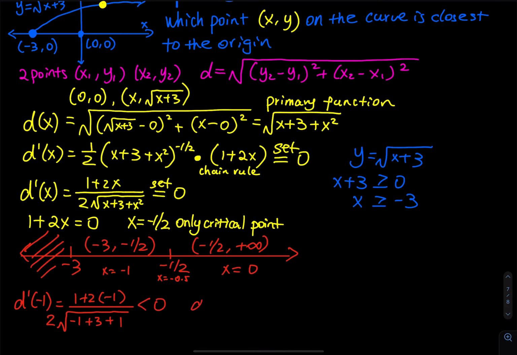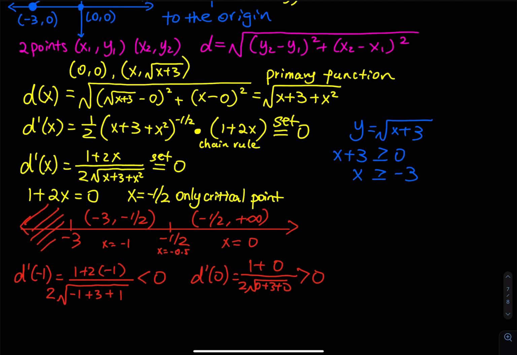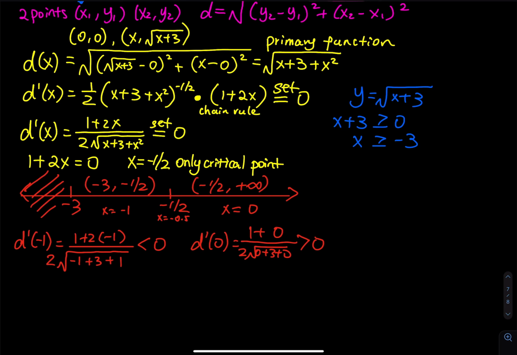And then how about d prime of 0? So you have 1 plus 0, and then 2 times 0 plus 3 plus 0. The bottom is guaranteed positive, the top is positive. That makes the whole thing positive, so we have a derivative negative, so that is decreasing. That is decreasing, and then this one is increasing. As a result, we have decreasing, increasing, so x equals -1/2 gives me a minimum at x equals -1/2.